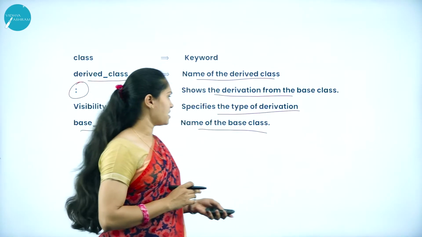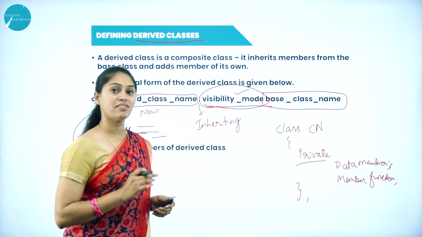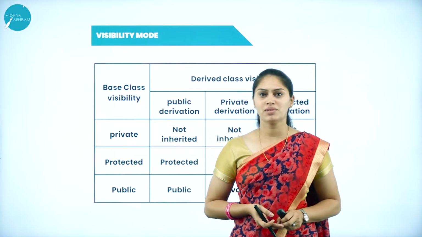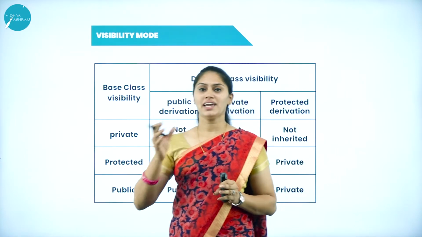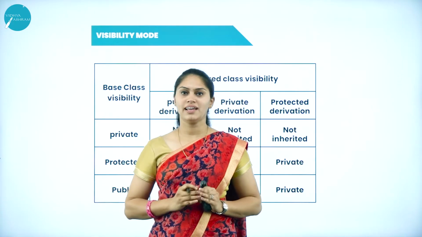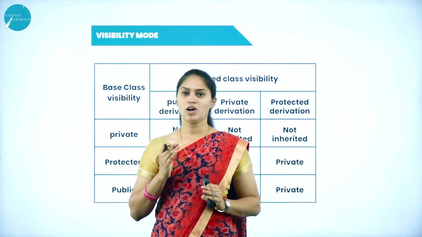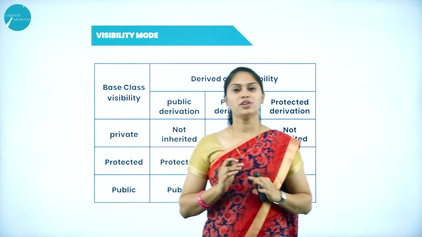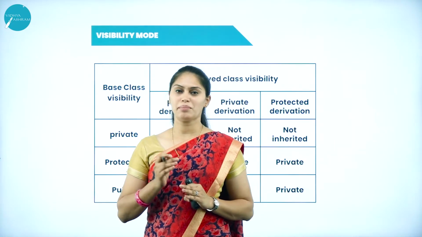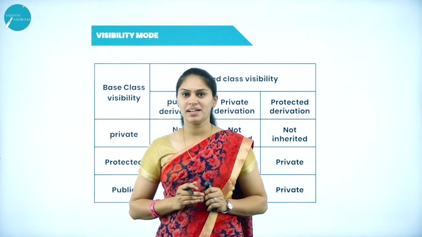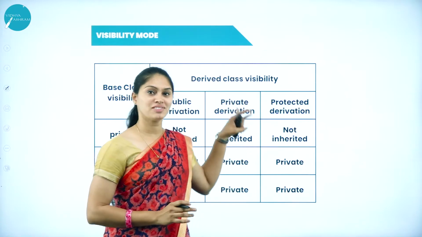If you see this content, here I need to specify the visibility mode of a base class. That will help me, that means how I can inherit the features or contents of the base class to the derived class. You already know how the public, private and protected access specifiers work. If I want to inherit the data members and member functions of a base class, that will be preceded by the visibility mode. We'll see the content of this table now.